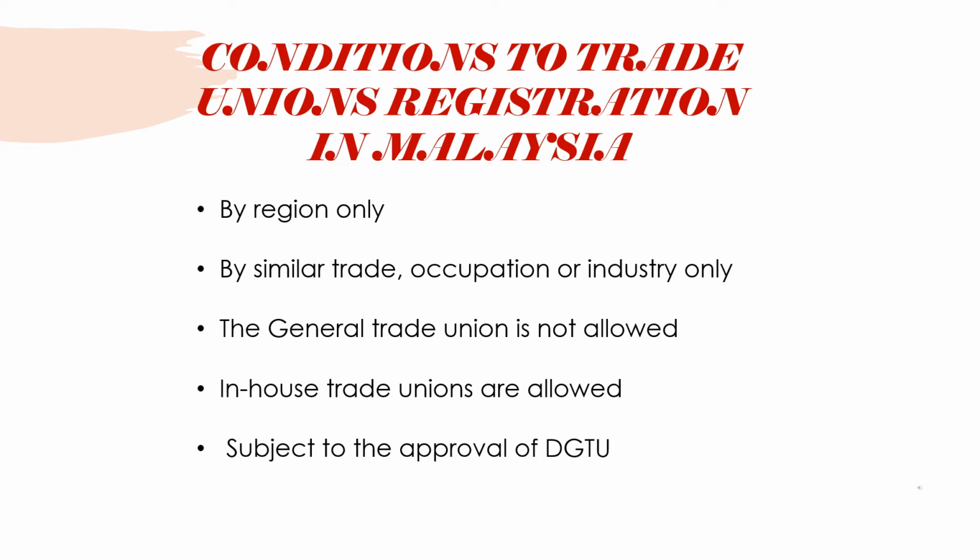Among the conditions to trade union registration in Malaysia include: it must be by region only, for example, Sabah, Sarawak or Peninsular Malaysia. It must be by similar trade, occupation or industry only. And then the general trade union is not allowed. It must be specific. In-house trade unions are allowed, and it is subject to the approval of the Director General of Trade Unions.